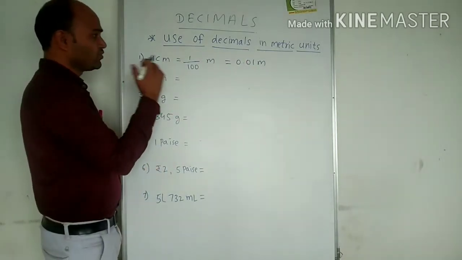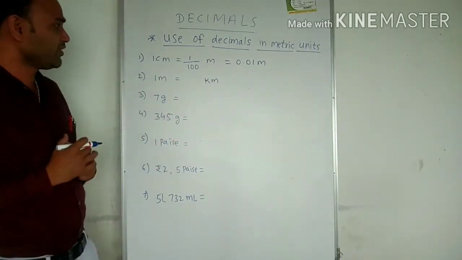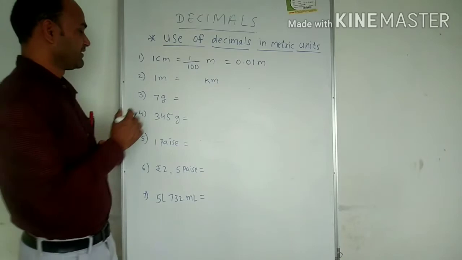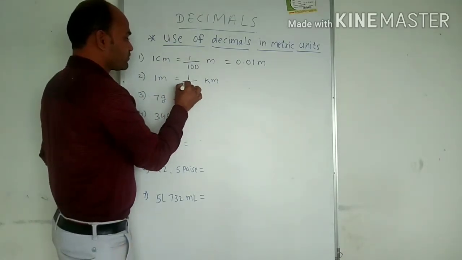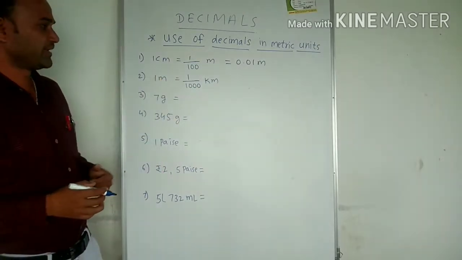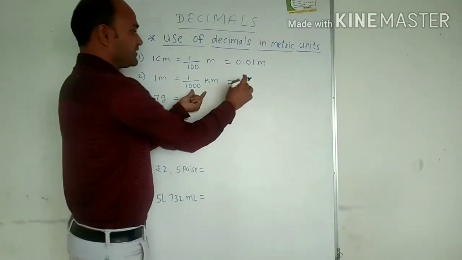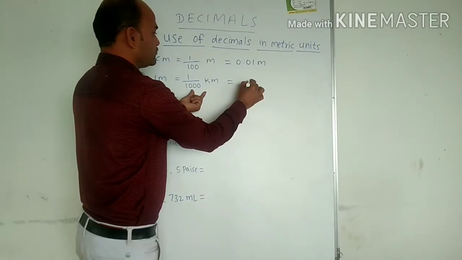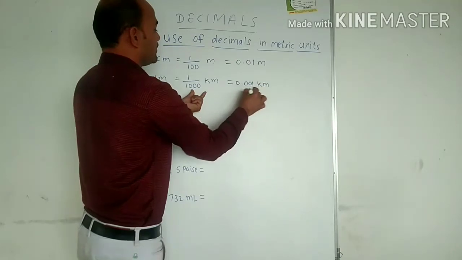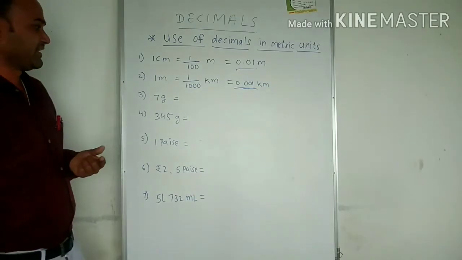Now 1 meter is equal to how many kilometers? You can convert 1 meter into kilometers. 1 kilometer is equal to 1000 meters. So 1 meter becomes 1 upon 1000 kilometers. How can we write this? There are 3 zeros, so after 3 digits, 1, 0, 0, we put the point. That's all. 1 meter is equal to 0.001 kilometer.